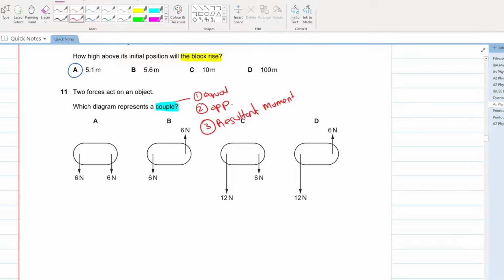Just by looking at the first two points, options C and D will be cancelled out, because in options C and D you have unequal forces. Now, option A. Can you see that this 6 Newton force will cause a clockwise movement and this 6 Newton force will cause an anti-clockwise movement? Both these moments will get cancelled out. Your resultant moment will be zero. Hence, this cannot be your answer. Your couple should generate a resultant moment. B is your answer. Let's further move ahead.